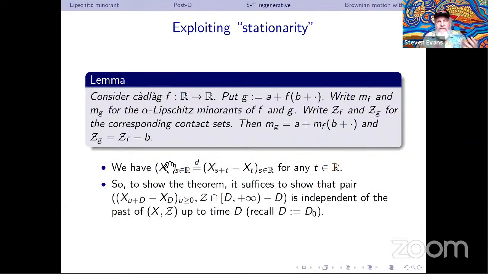And of course, we know a basic fact about Lévy processes. So to show the theorem, it's sufficient to show just the statement of the theorem with time t equals 0. The theorem was about general times t, and it's enough to show the statement of the theorem for time t equals 0.